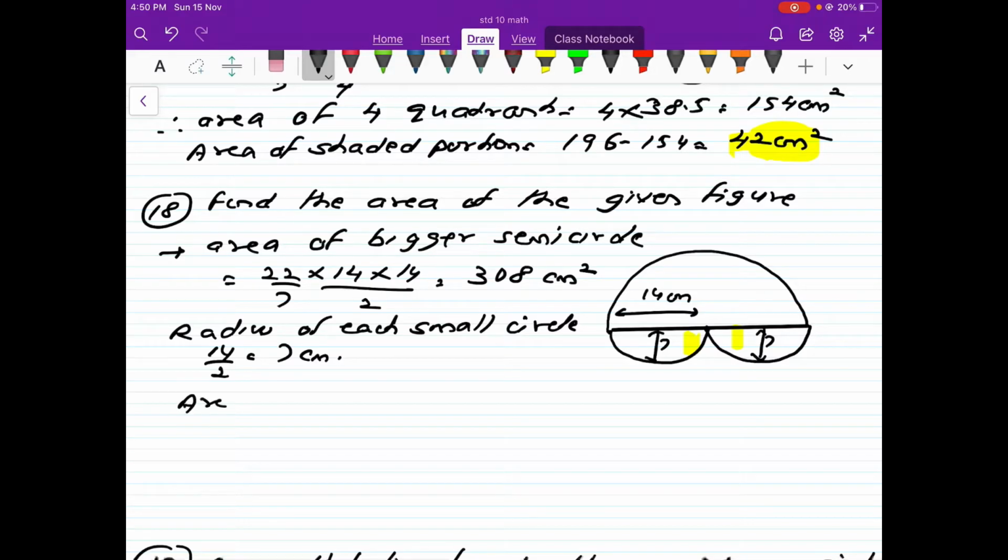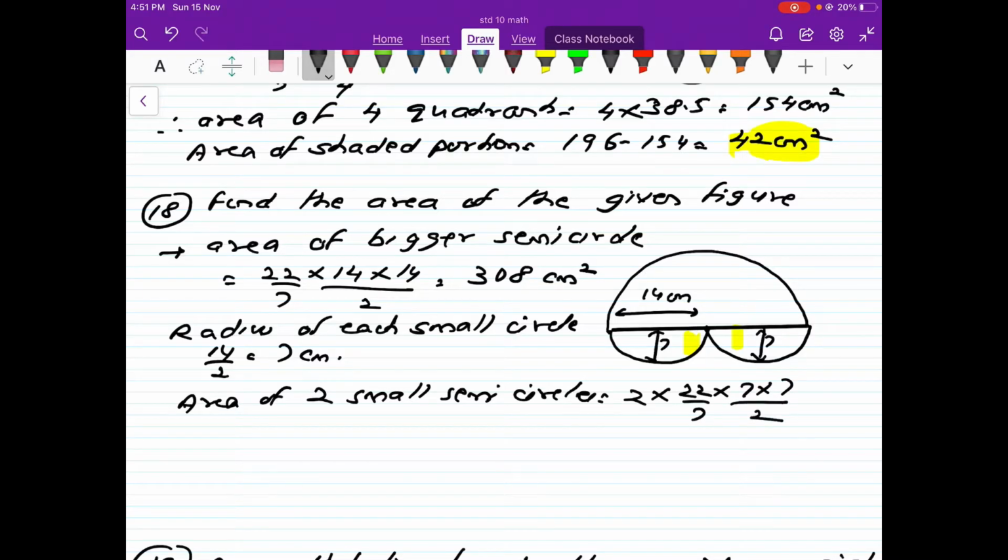So the area of two small semicircles will be given as 2 into pi r square upon 2. So 2 will get cancelled out, 7 will get cancelled out. So it is 154 centimeters square. So for finding the total area of the figure, we simply have to add all these semicircles.